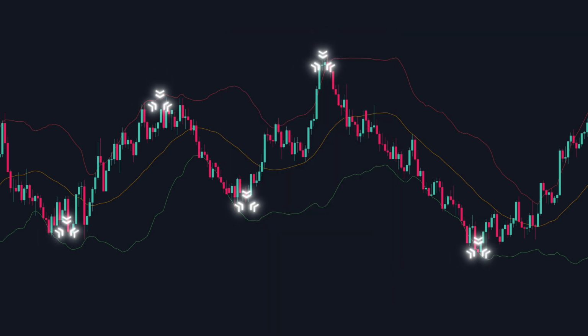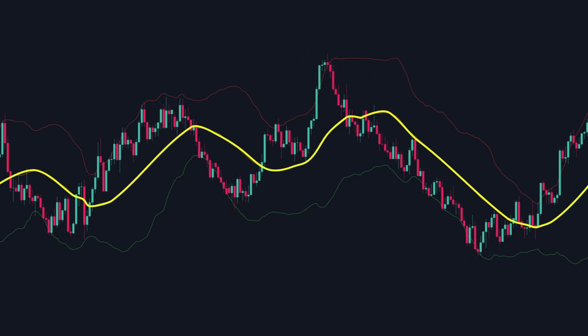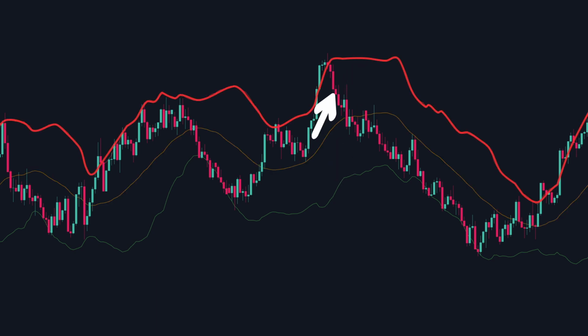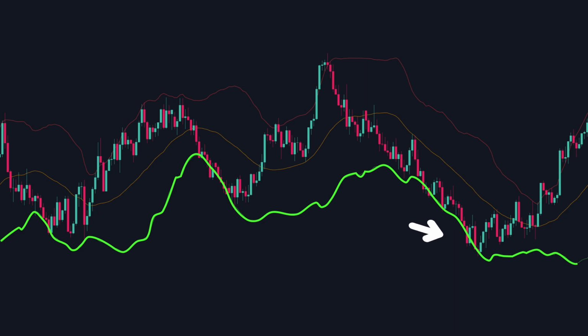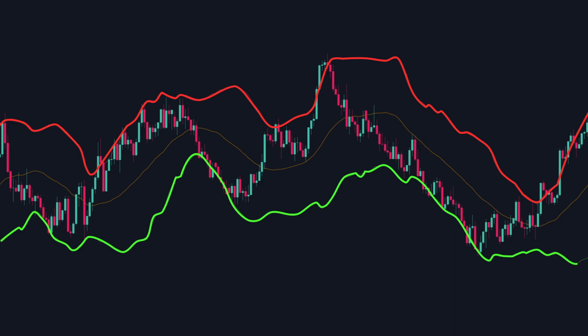Once set, look at how price interacts with the bands. The middle line represents the average price over the last 30 candles. The upper and lower bands expand when volatility increases and contract when the market slows down. When price reaches the upper band, it's often overextended and may reverse down. When it hits the lower band, it's possibly oversold and may bounce up. These zones will be key for spotting potential trades.